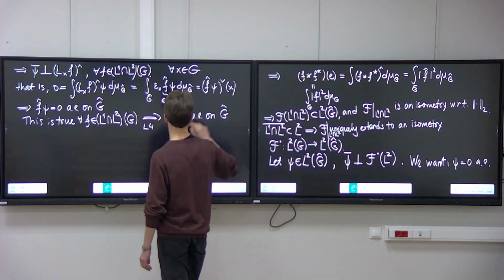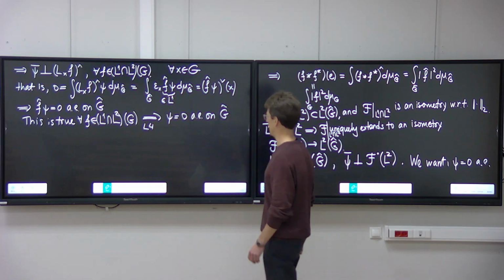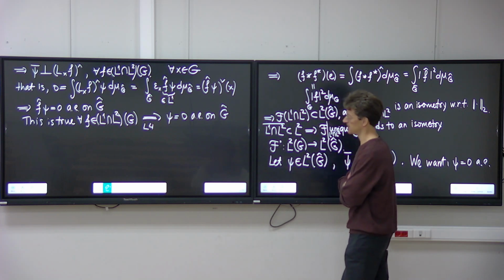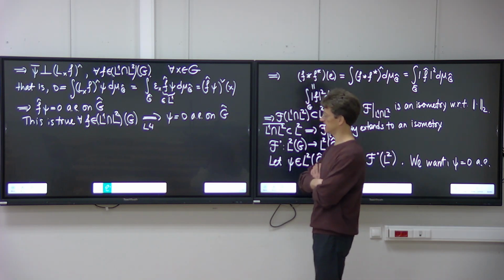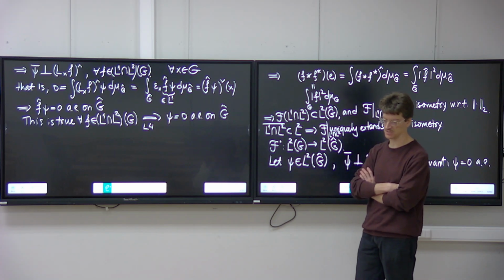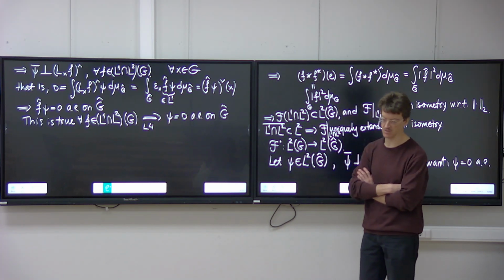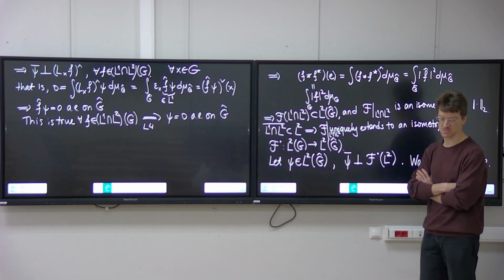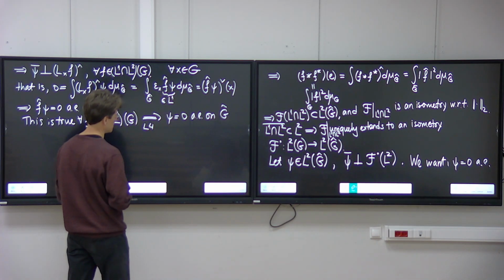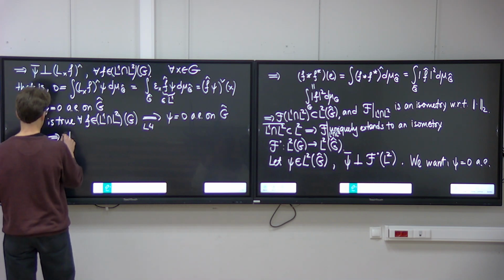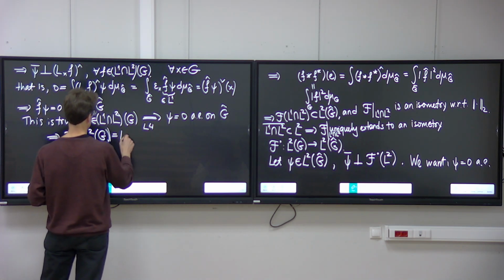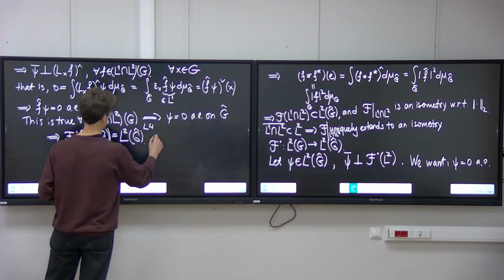on G hat. Here we implicitly use the fact that G hat is second countable, and in particular sigma compact. So psi vanishes almost everywhere on every compact subset, but G hat can be represented as the union of countably many compact sets, and so psi is 0 almost everywhere. And that's it. So this shows that F dot takes L2 of G onto L2 of G hat. And this is the end of the proof.